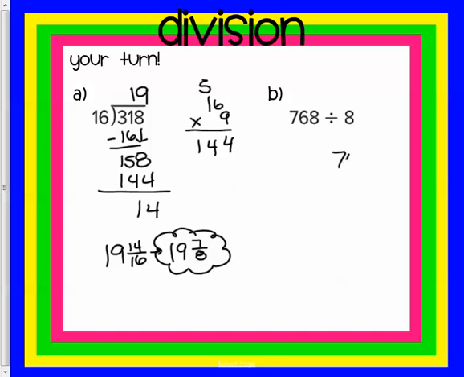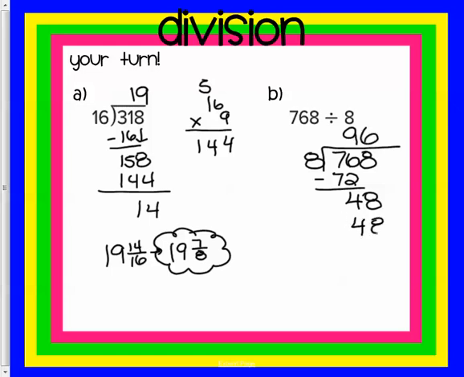Okay, over here, 768 divided by 8. Let's rewrite it. 8 does not go into 70, but it goes into 76 9 times. And 9 times 8 is 72. So bring it down. Then we have 48 here. 8 goes into 48 6 times evenly. So we're done, and our answer is 96.